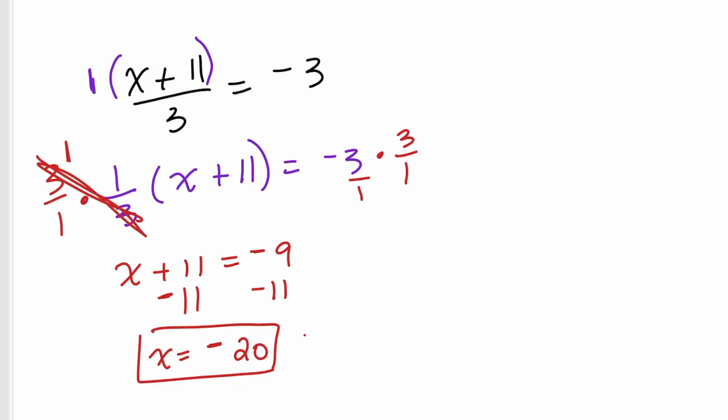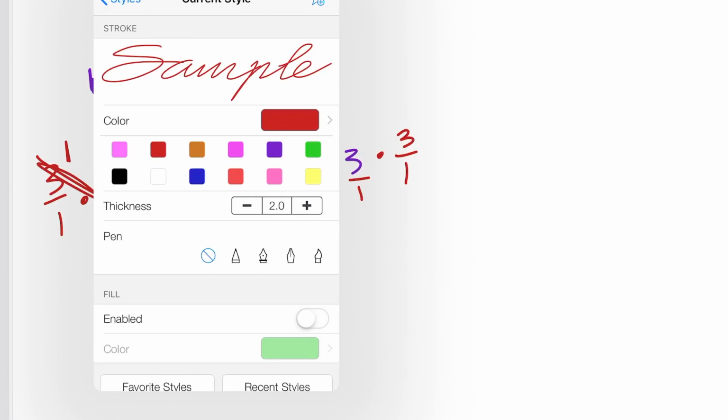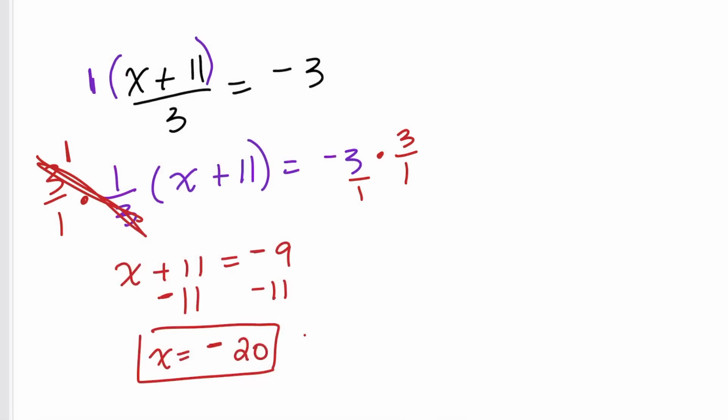Okay? It's that easy. Pretty straightforward, not too bad. All right, let's try one more, and when I try this one, I want you to try to do it on your own first. So let's say our problem is n minus 5, over negative 2, and that's equal to negative 7.